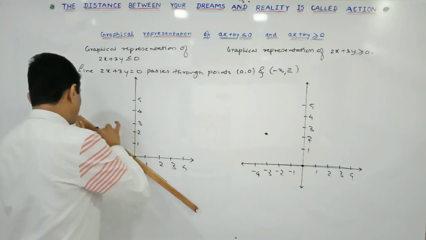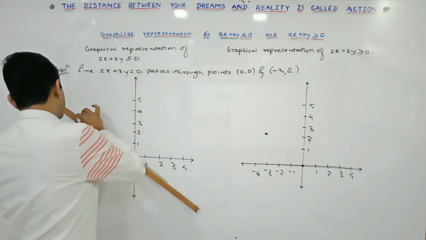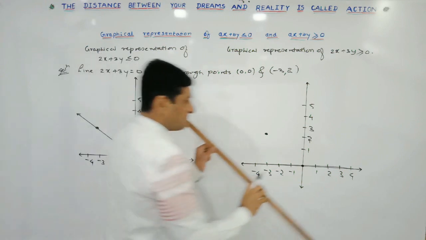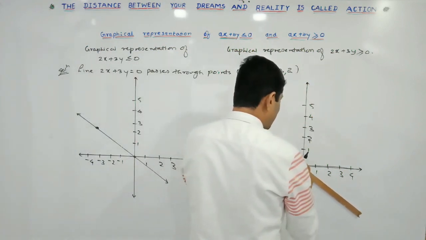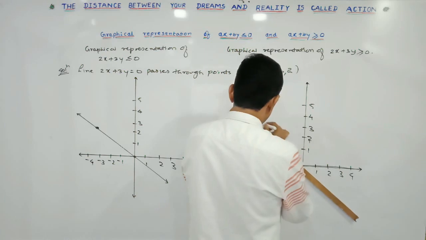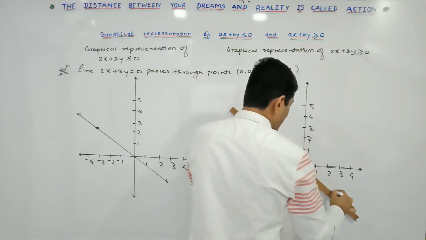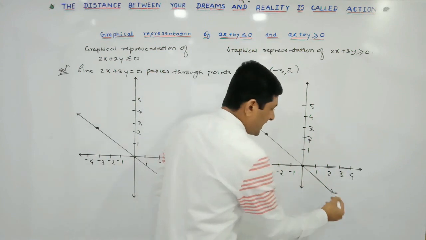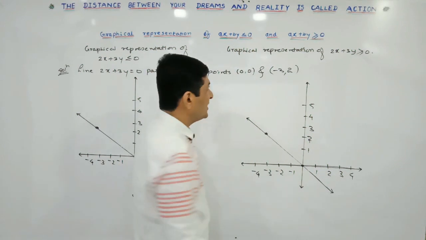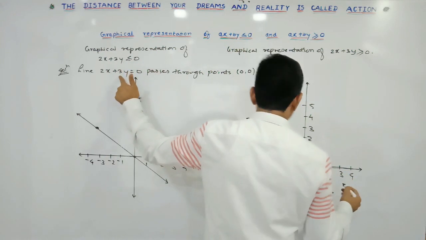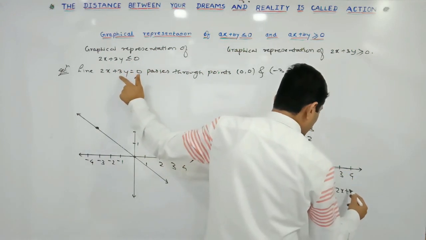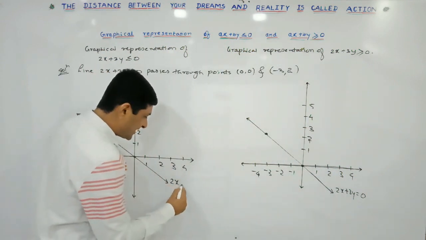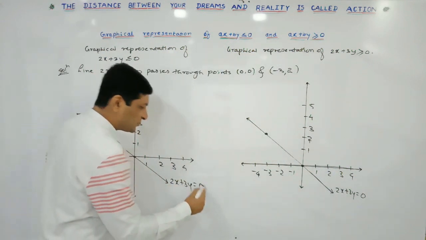So we first have to draw a line, and this line divides the plane into what? 2 half planes. Now which half plane will be our solution set? That method we are discussing now. Whenever you have drawn the line, write down the equation of the line also. What is the equation of the line here? 2x plus 3y is equal to 0. Here also, what is the equation of the line? 2x plus 3y is equal to 0.